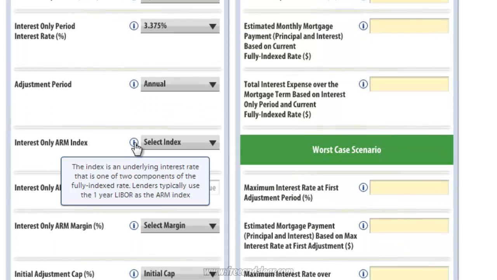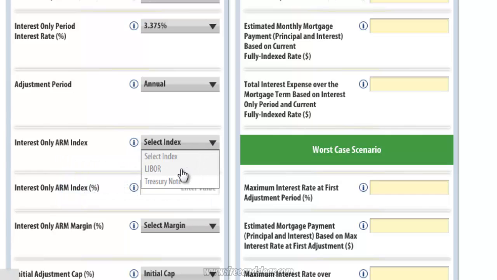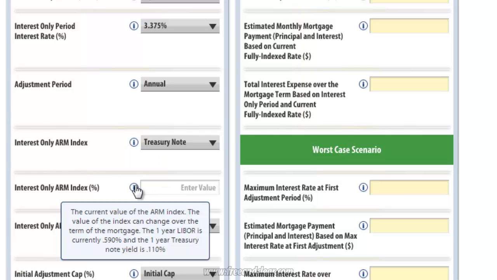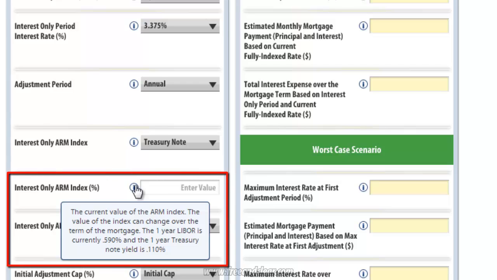The next input is an interest-only ARM index. This is the underlying interest rate that is one of two components of the fully indexed rate, and this rate can change over the life of the mortgage. Lenders typically use the 1-year LIBOR or 1-year Treasury note for the index. I'm going to select 1-year Treasury note. The next input is the current rate for the index you have selected. If you hover your cursor over the icon to the left of the input rectangle, it shows the current rates for the 1-year LIBOR and 1-year Treasury note.